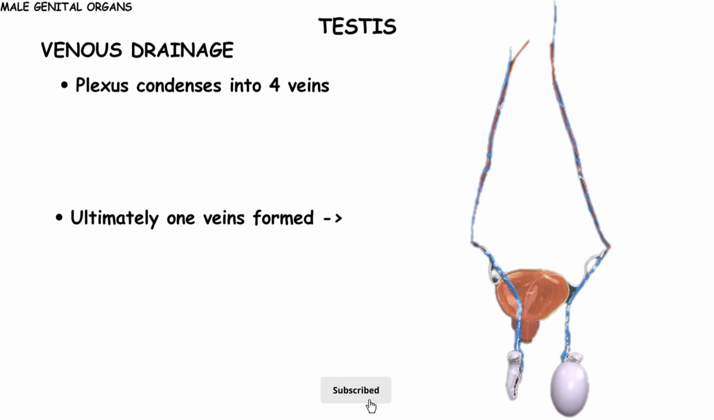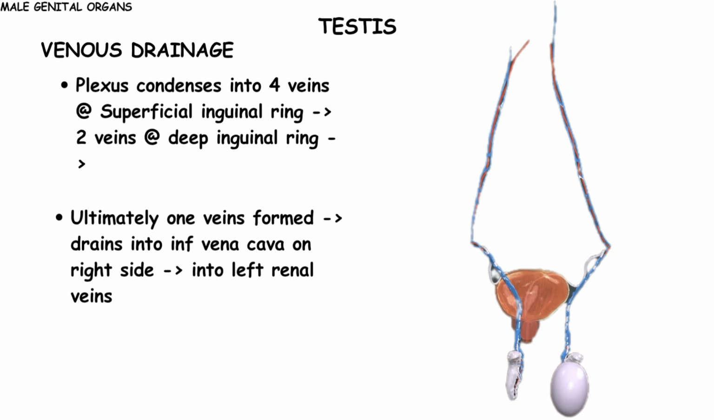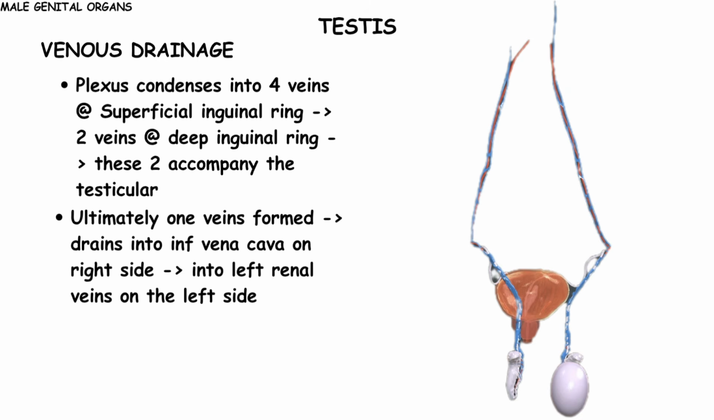The plexus condenses into 4 veins at the superficial inguinal ring and 2 veins at the deep inguinal ring. These 2 veins accompany the testicular artery. Ultimately, one vein is formed, which drains into the inferior vena cava on the right side and the left renal vein on the left side.